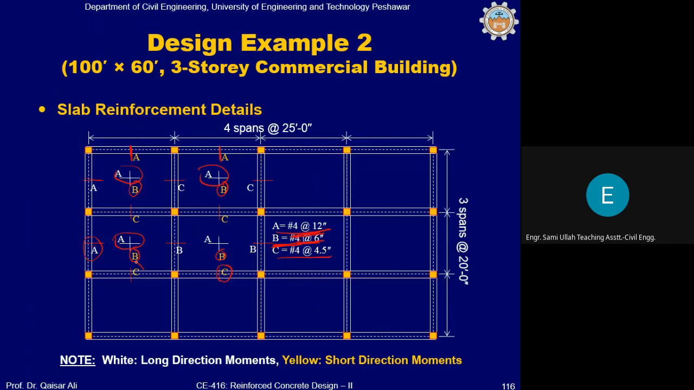Top reinforcement at interior support along the shorter direction is C, which is number 4 at 4.5. Top reinforcement along the longer direction at interior support is B, which is number 4 at 6 inch. And top reinforcement along the longer direction at exterior span is C, which is again 4.5 inch center to center. Okay, clear? Now if we draw a section on this slab, section AA.